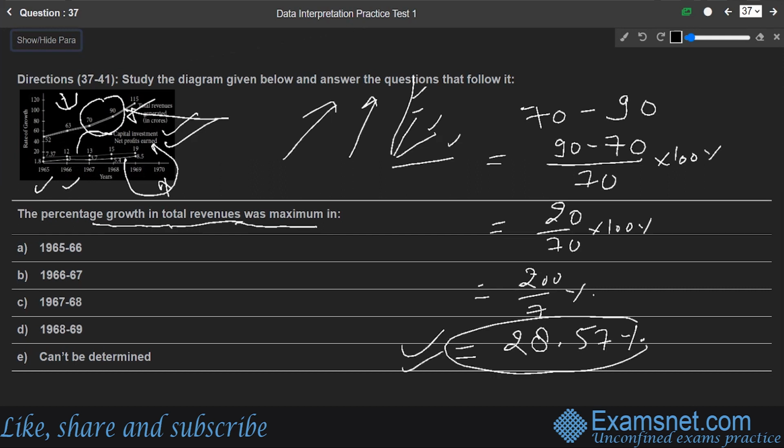If we want to compare, we can sequentially find out each year one by one, but we have already calculated this. The highest percentage growth is registered between 1967 and 68, that is from 70 to 90. So that is the answer: 67 to 68.